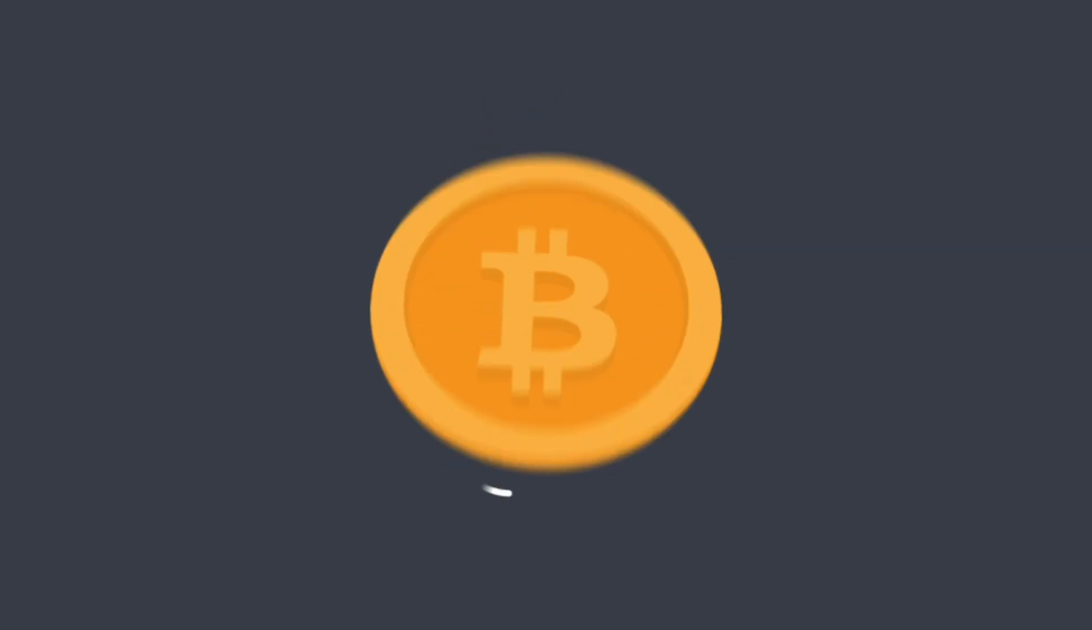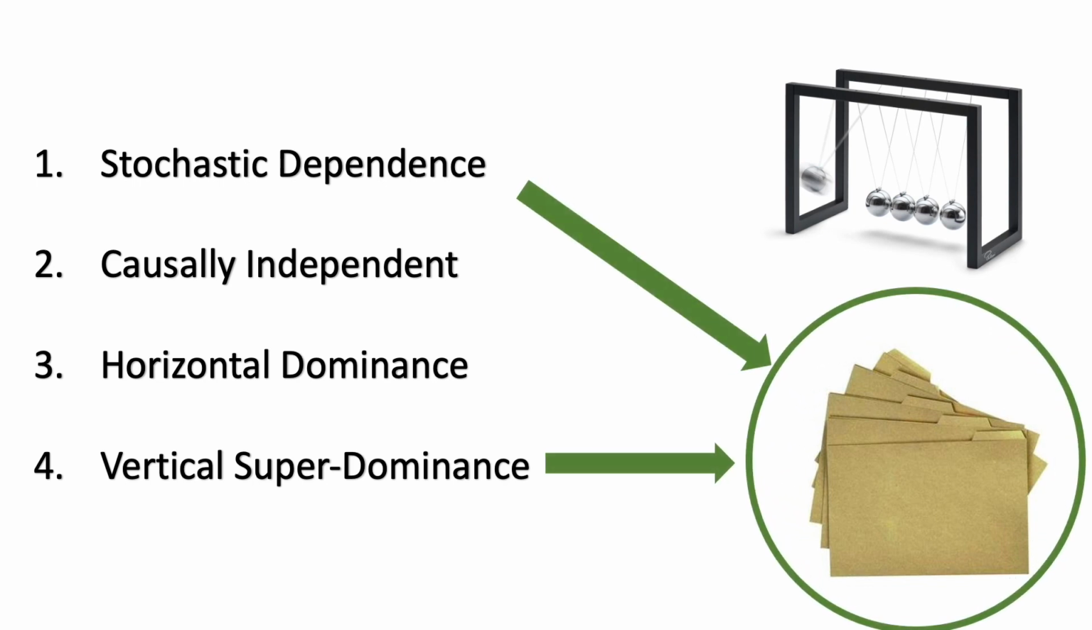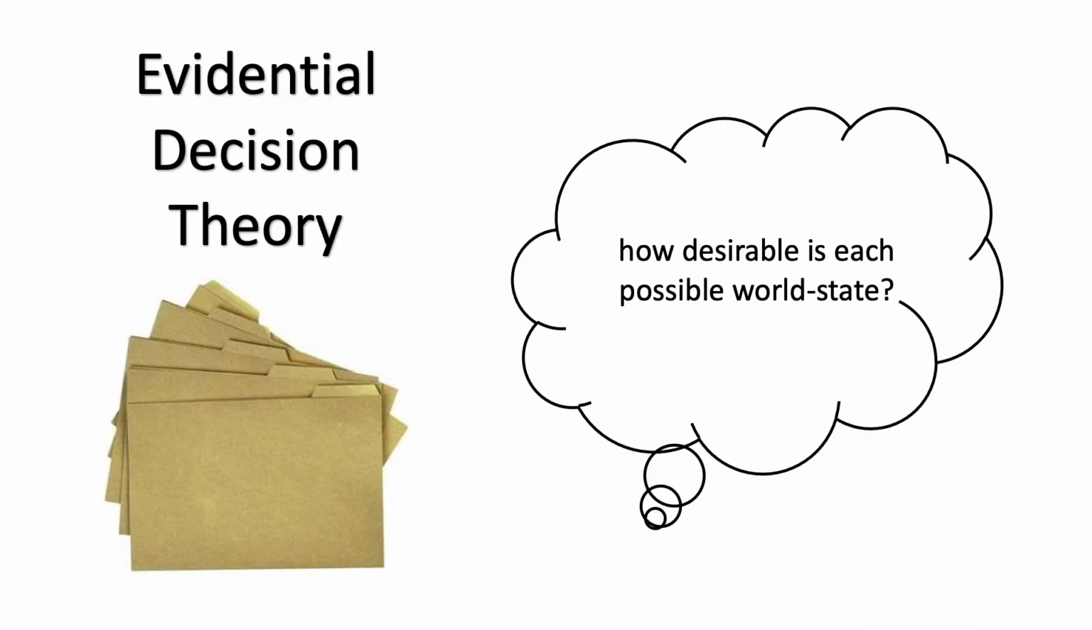But now if we look at the other side of the coin, by combining the two other features of stochastic dependence and vertical superdominance, we seem to rationalise one-boxing. This is the foundation of evidential decision theory within Newcomb's problem.